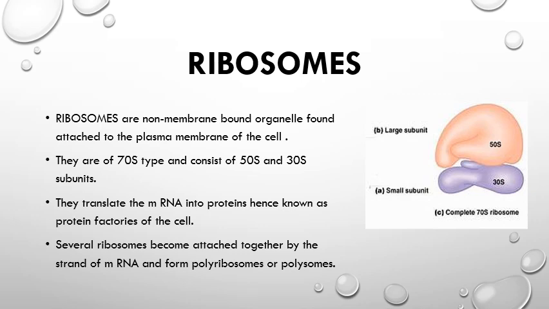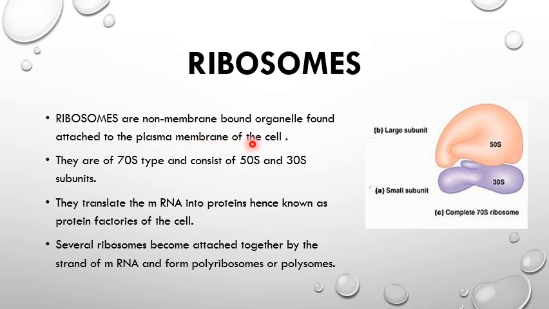Next, again a very important feature is ribosomes. Ribosomes are non-membrane bound organelles. That's why they are present in the prokaryotes, because in the prokaryotes no membrane bound organelles like mitochondria or endoplasmic reticulum are present. Even the genetic material is without a membrane. So prokaryotes have all the organelles without a membrane, and the ribosomes are non-membrane bound organelles found attached to the plasma membrane of the cell.